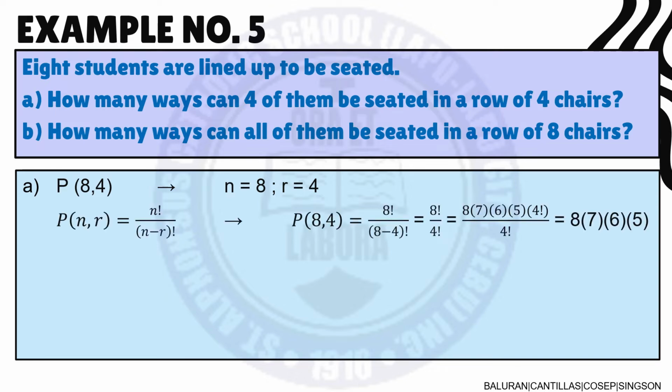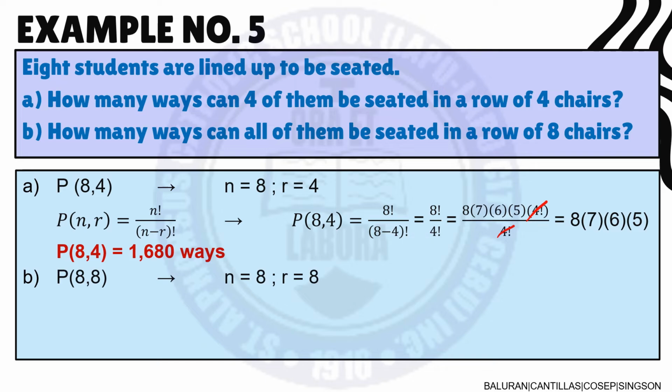Then substitute our given formula. So we have 8 factorial over 8 minus 4 factorial is equal to 8 factorial over 4 factorial. In this case, we will end with 4 factorial since our denominator is also 4 factorial. So cancel that one. So you are left with 8 times 7 times 6 times 5. So in letter A, our answer is 1,680 ways.